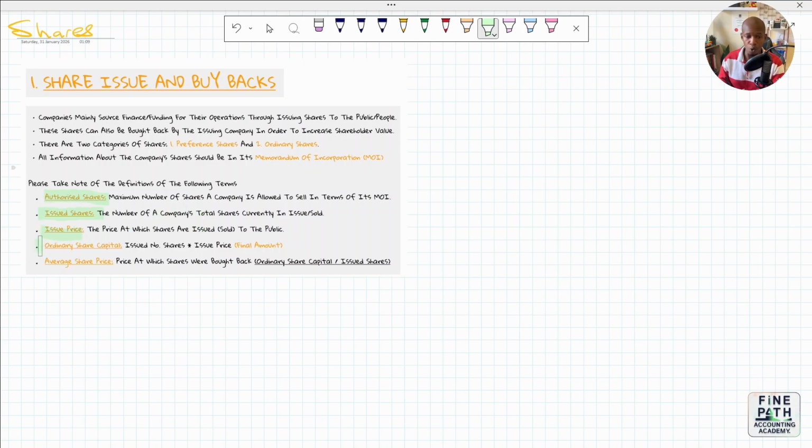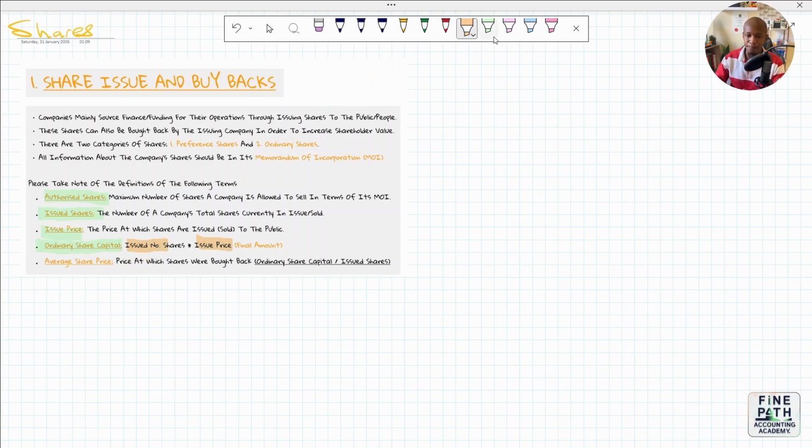And then we have our ordinary share capital, which is basically our issued shares multiplied by the issue price. So this ordinary share capital is the value or the money that we are going to record in our balance sheet under our equity. So we'd say the number of issued shares multiplied by the issue price.